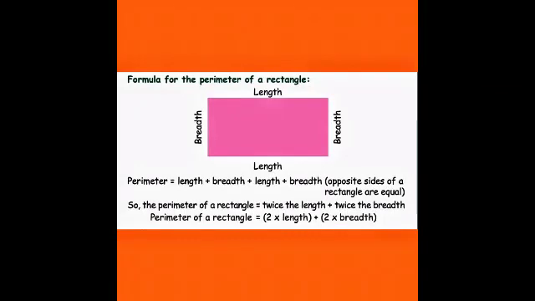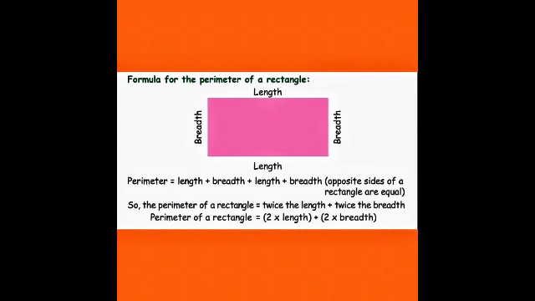The formula for perimeter of a rectangle is what we want to find. Already I told we have a length and breadth for a rectangle. So perimeter means length plus breadth plus length plus breadth. Opposite sides of a rectangle are equal, so we are adding all these like this. The perimeter of a rectangle is equal to twice the length plus twice the breadth. We have 2 lengths and 2 breadths. If you add these two numbers, we will get the answer.